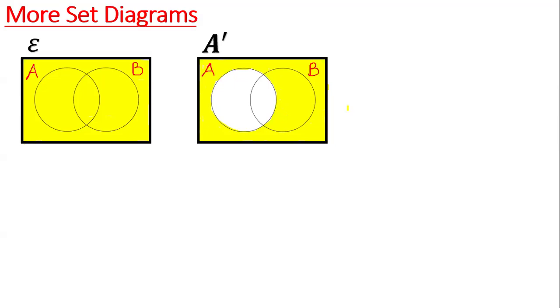Gracia, do you understand this? So A complement is everything except for A? Very good. A complement is everything except for A. Okay, let me write that. A complement is everything in the universal set except for A.